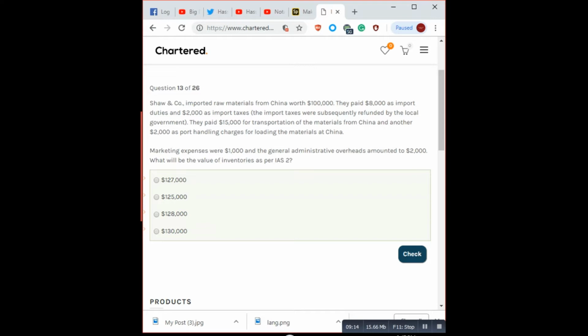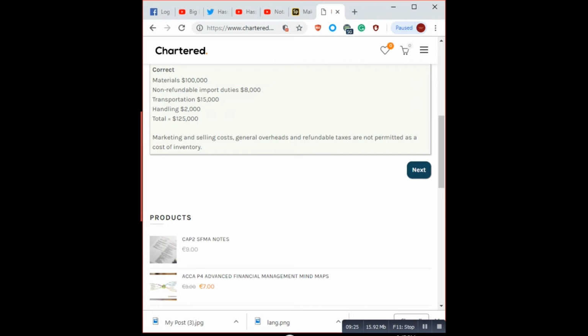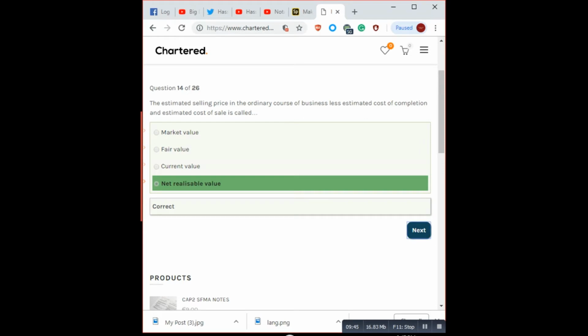The estimated selling price in the ordinary course of business less estimated cost of completion and estimated cost of sale is called the net realizable value. Under IAS 2, fixed production overheads should be allocated to items of inventory on the basis of normal production capacity. That is the correct answer.